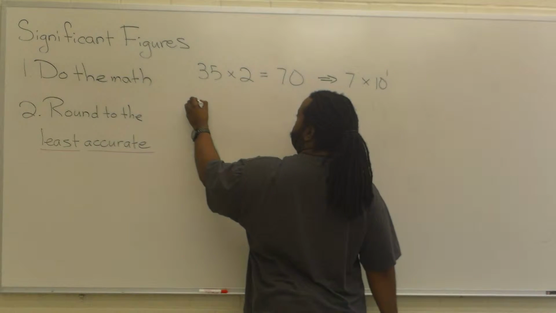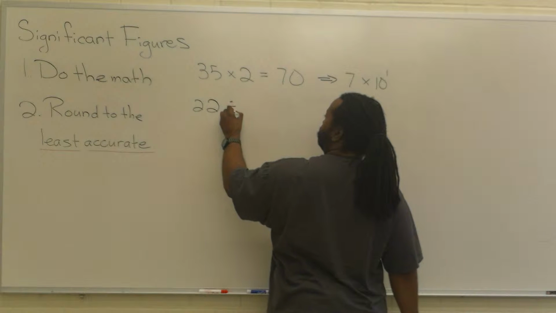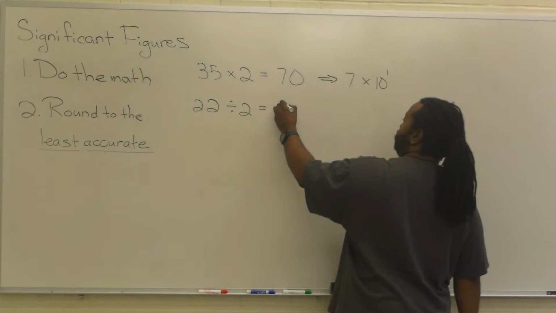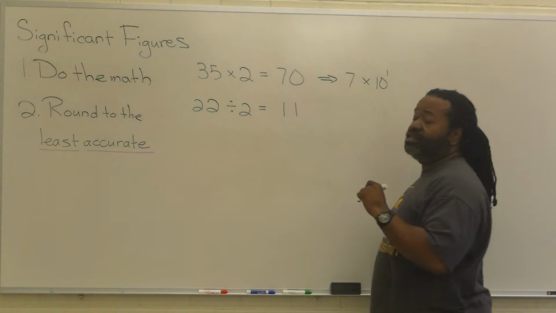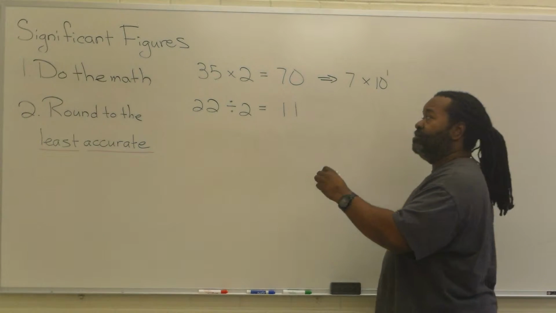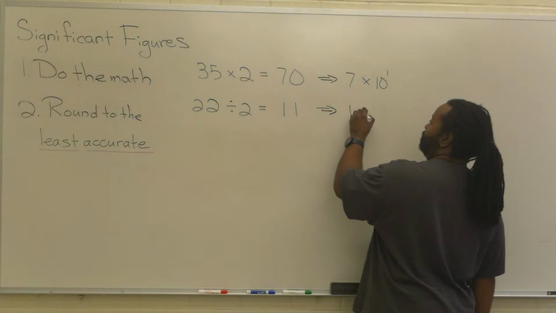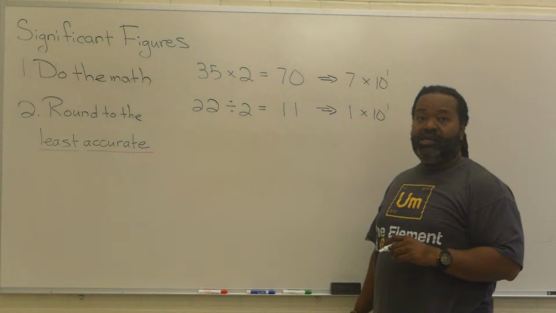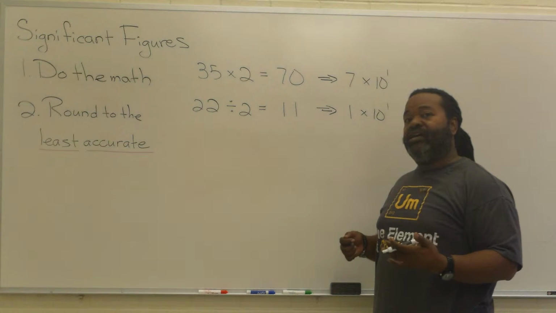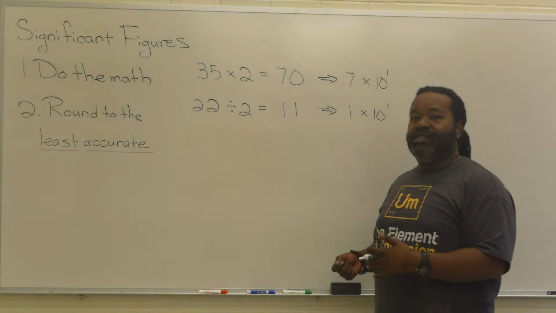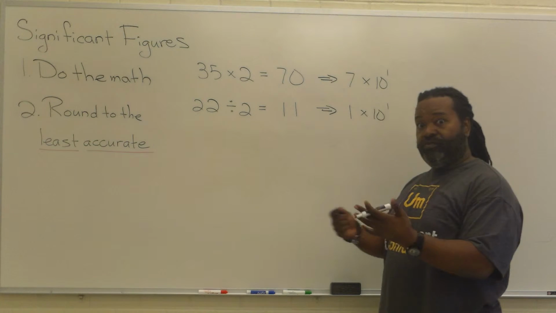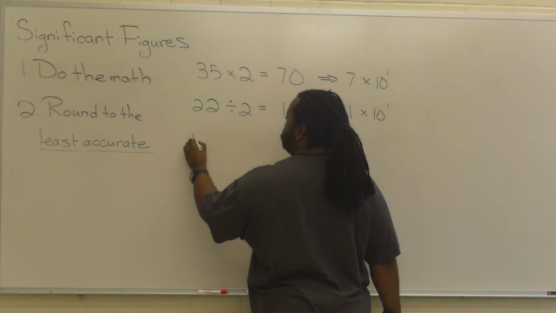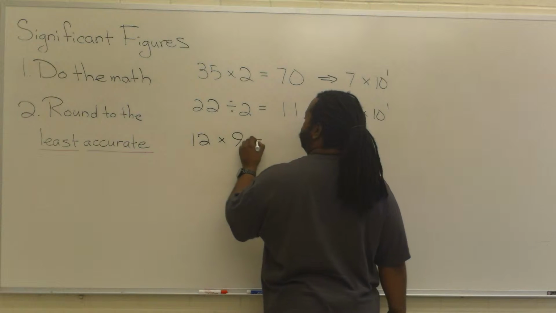Let's try one with division. 22 divided by 2. 22 divided by 2 is 11. And because the 2 has only one significant figure, this becomes 1 times 10 to the 1. And the philosophy here is that we can't have something more accurate than the least accurate part of the original calculation. So a third example, let's do 12 times 9.